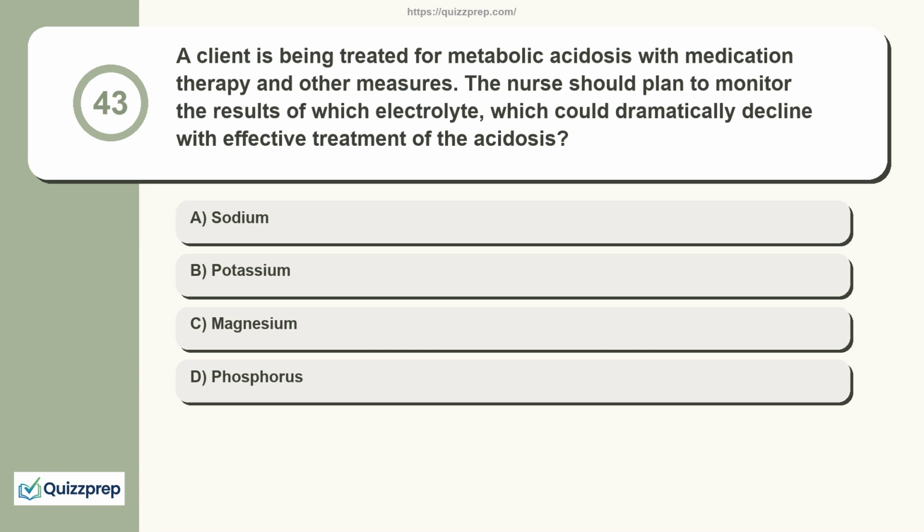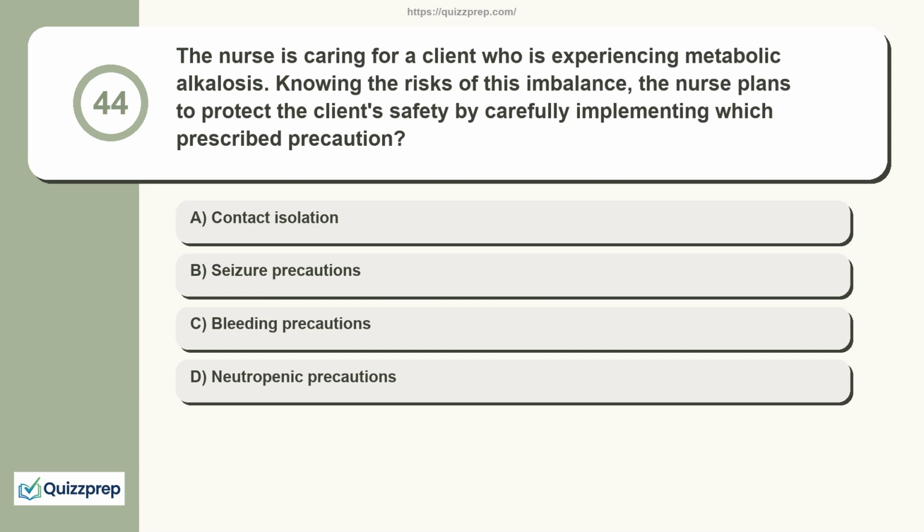Question 43. A client is being treated for metabolic acidosis with medication therapy and other measures. The nurse should plan to monitor the results of which electrolyte, which could dramatically decline with effective treatment of the acidosis: sodium, potassium, magnesium, phosphorus. Question 44. The nurse is caring for a client who is experiencing metabolic alkalosis. Knowing the risks of this imbalance, the nurse plans to protect the client's safety by carefully implementing which prescribed precaution: contact isolation, seizure precautions, bleeding precautions, neutropenic precautions.